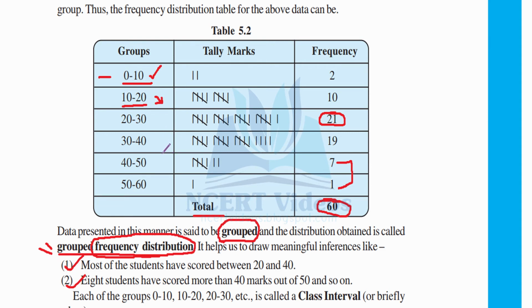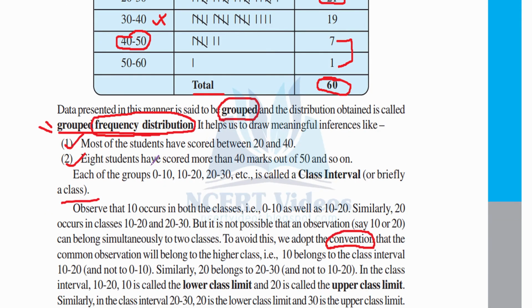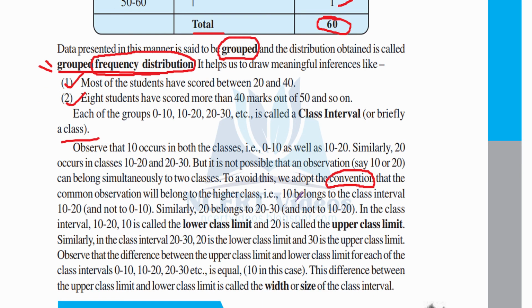Also, for an example, a student gets 40 marks. So we will not consider that student in this class. Rather, we will consider him in this next higher class, that is from 40 to 50. That is what this discussion says. It says 10 belongs to the class interval 10 to 20 and not from 0 to 10. Similarly, 20 belongs to 20 to 30 and not 10 to 20. That is the higher class.